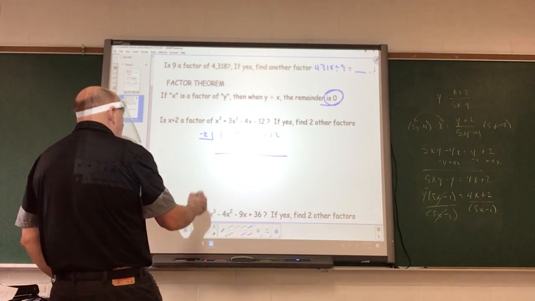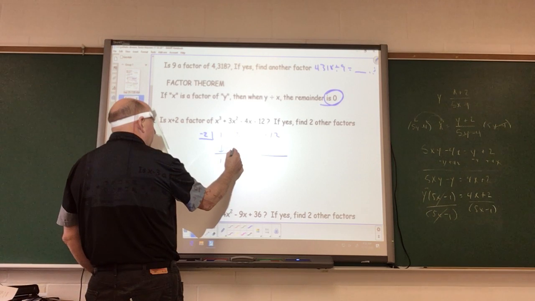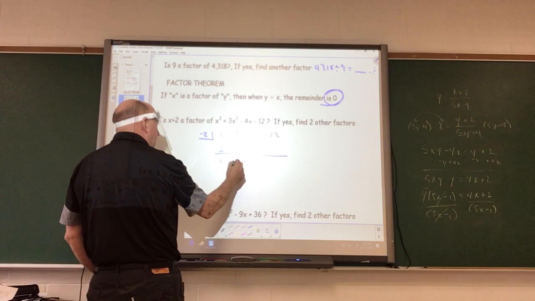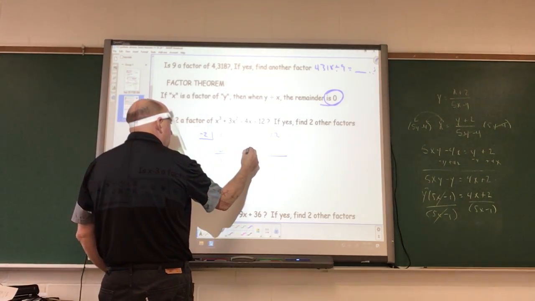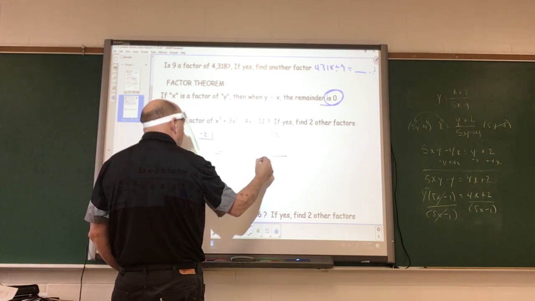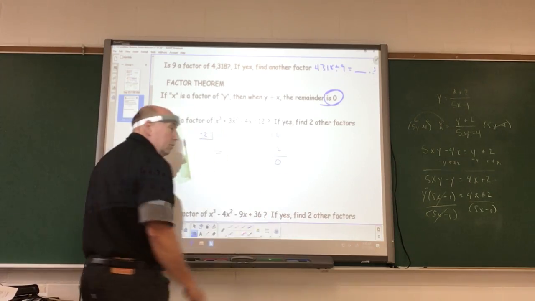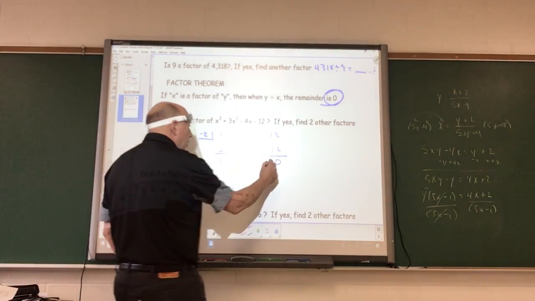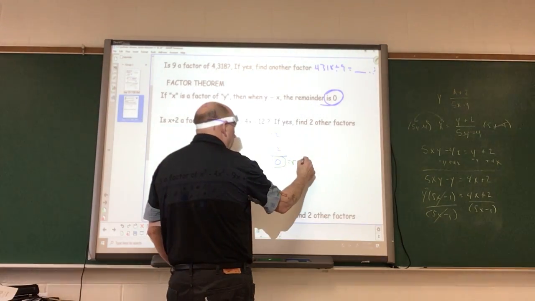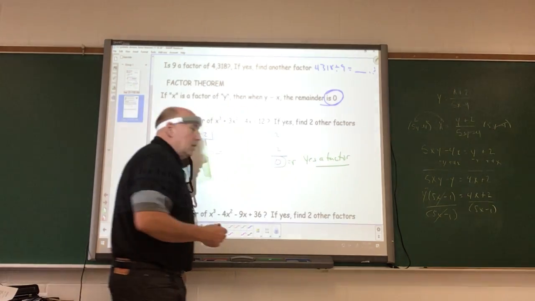Now when we run this through, we drop our 1 down, then what? Times negative 2. Keep going. And then, it would be 1. And then negative 2, negative 6. 12, and 0. 0, so is it a factor? Yes. Your remainder is equal to 0, so yes, it is a factor.